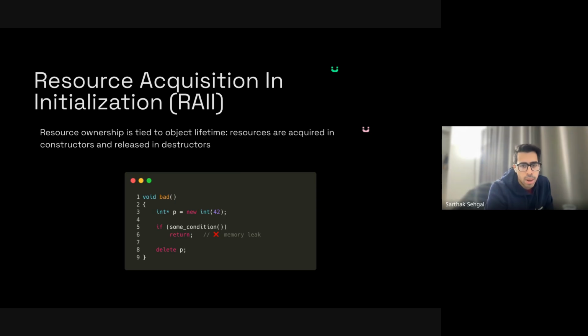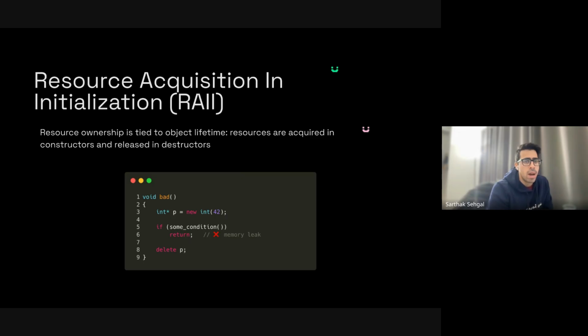If you look at the code at the bottom, on line 3 it's creating an int pointer, allocating some memory on the heap, and then based on some condition, it's returning before the pointer is deleted on line 8. So if this some condition function call returns true, then we're just going to return, and then the pointer is never going to be deleted. This leads to a memory leak.